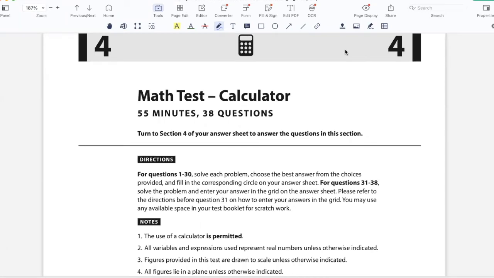In this video, we'll solve the math calculator section of the April 2018 US SAT.